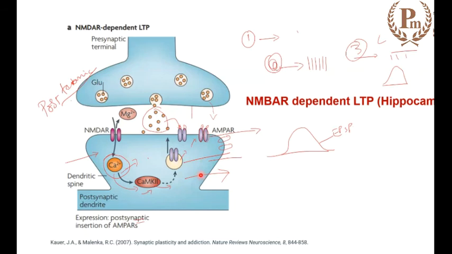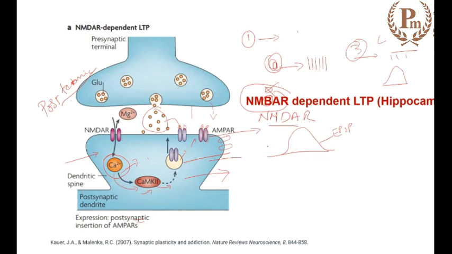Got me? Ma'am, the word that is written prior to hippocampus, I think it is miswritten, ma'am. NMBAR. I was asking about that. Yeah, sorry, this is a typing error. Let me correct it here itself. This was wrong. It is NMDAR, the NMDA receptor. This is not B, this is D. Fine.